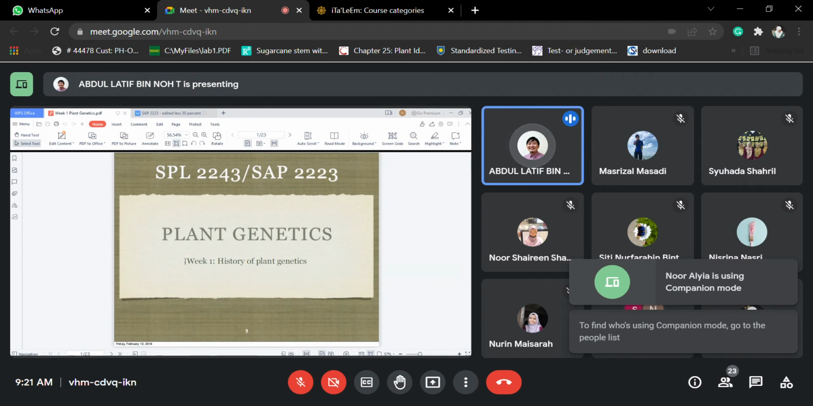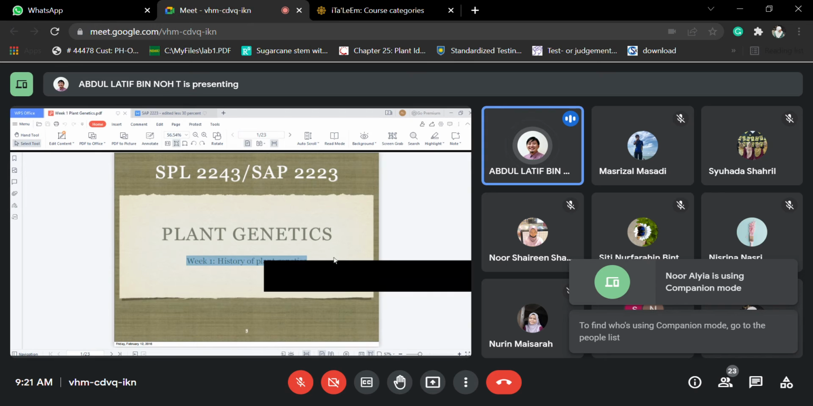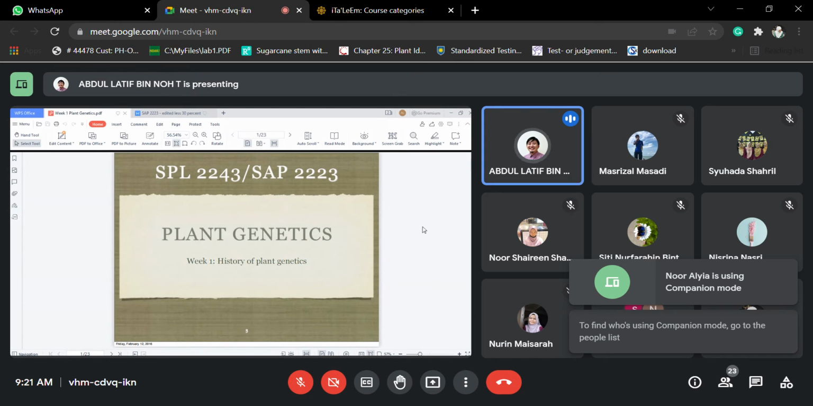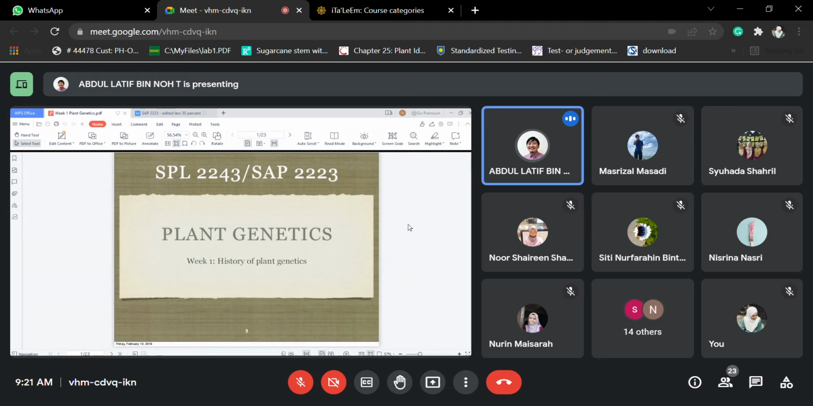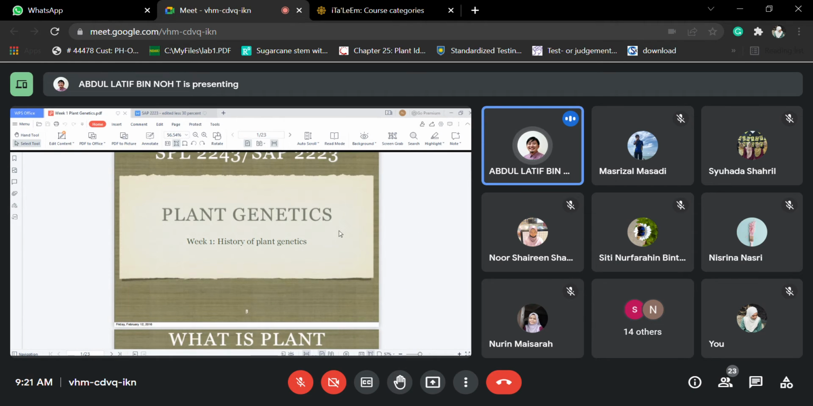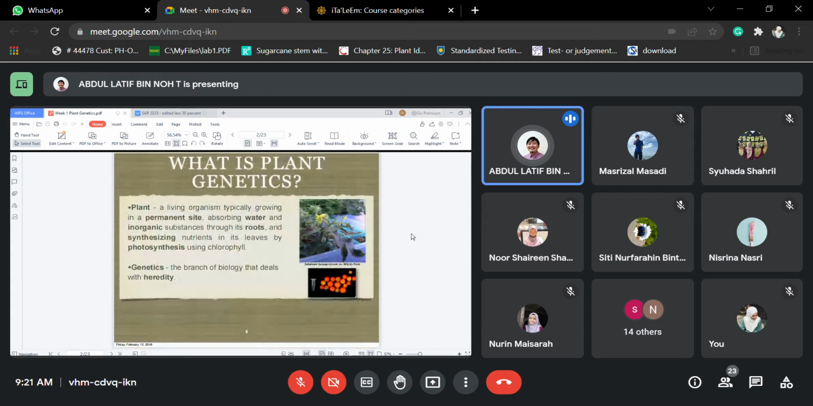Okay, if you guys realize, history of plant genetics ni dia ada dalam CLO 1 dan a little bit of CLO 2, alright? So try to focus on these particular areas. It will be good for you guys, right? So what actually is plant genetics? Plant is a living organism typically grown in a permanent site.